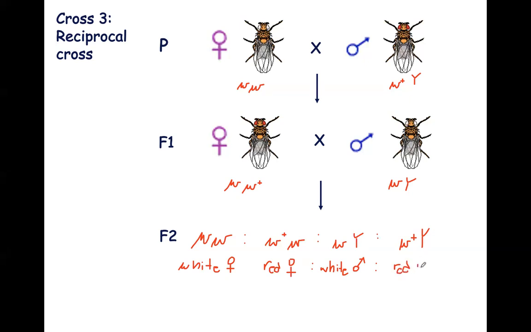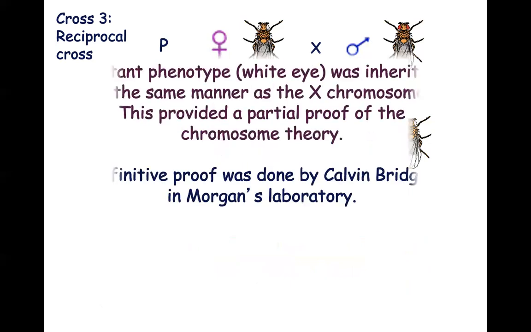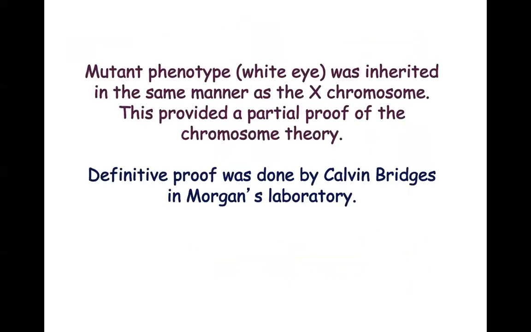Red. And what they would see is they would get these in 1-to-1 ratios. And so again, this wasn't making sense. Why are all the male flies white-eyed? Why aren't some of them red? Same thing with the females, right?